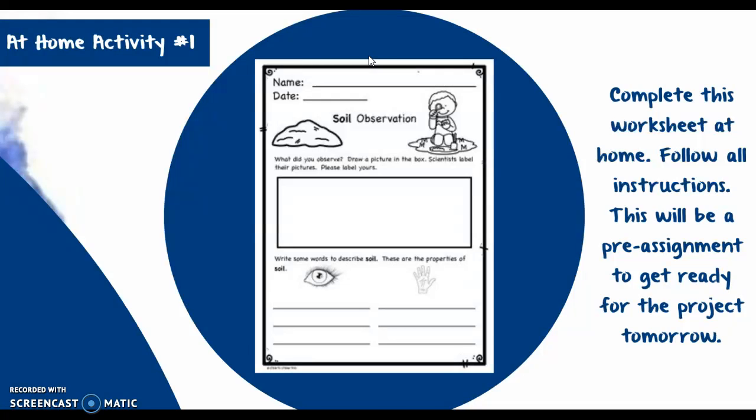After you observe the soil, draw a picture in this box of what it looked like. Above your drawing, you can label your drawing soil. Remember to write neatly and clearly. Next, underneath the picture of the eye, write words that describe what the soil looks like. After you completed that, write words that describe how the soil felt, looked, and smelled underneath the picture of the hand.